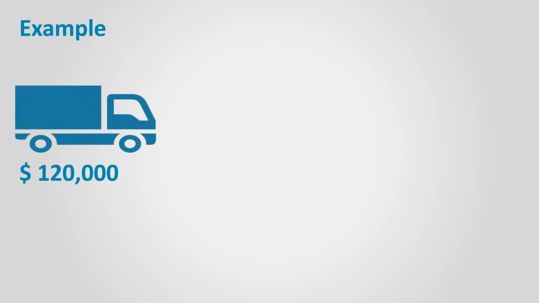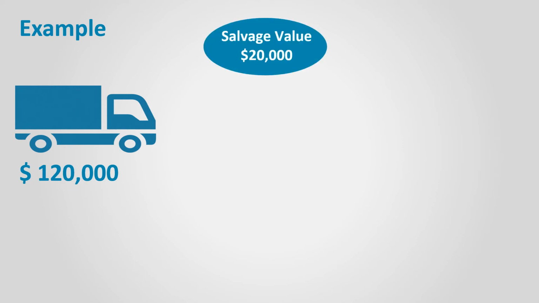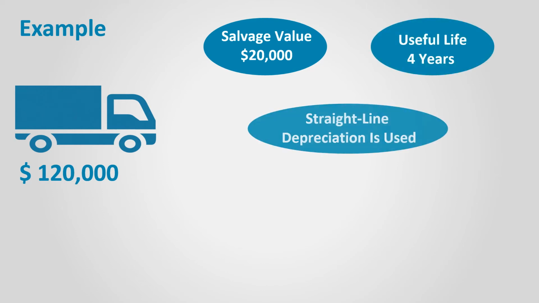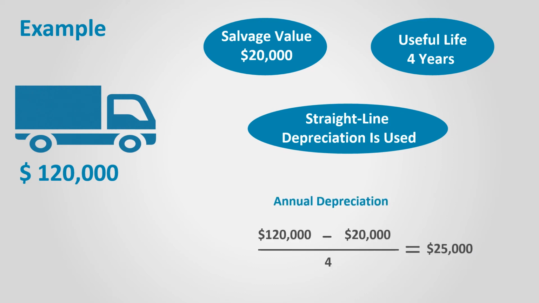Let's take the following example. A company bought a truck for $120,000, salvage value $20,000, and useful life is 4 years. The company uses the straight line depreciation method. By calculating the annual depreciation, and that is by subtracting the salvage value from the cost of the asset and dividing it by the useful life, we get $25,000 per year.